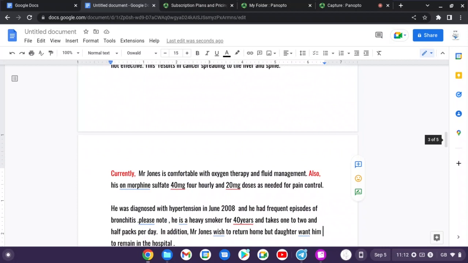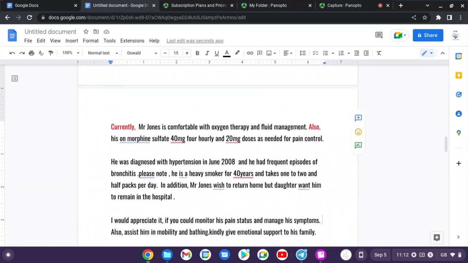Okay, so moving forward to the next part, that is, he was diagnosed with hypertension in June 2008, and he. So this is also another thing. So you have to write what that is. Either you can write, according to medical history, or as per medical history, Mr. Roberts was diagnosed with hypertension in 2008. But this one is good. He was diagnosed with hypertension is okay because it's mentioned in past form. So he was diagnosed with hypertension in June 2008, and he had frequent episodes of bronchitis.